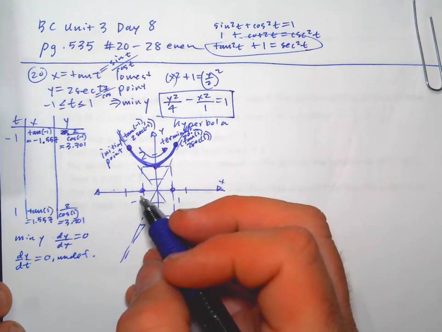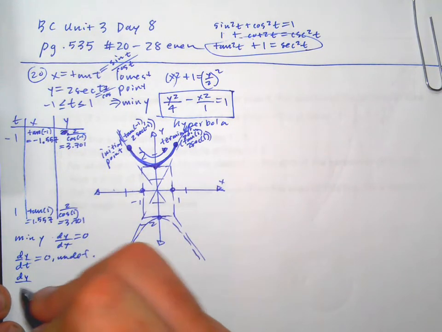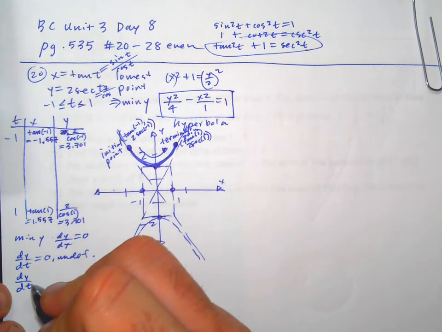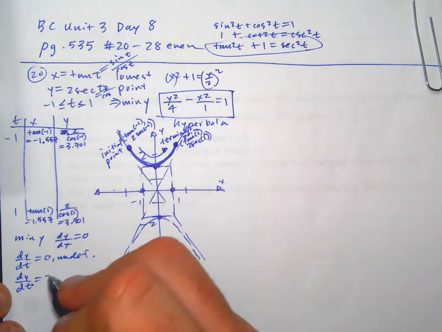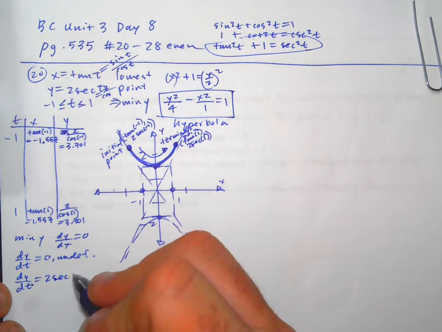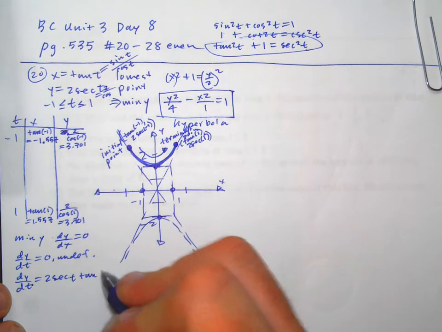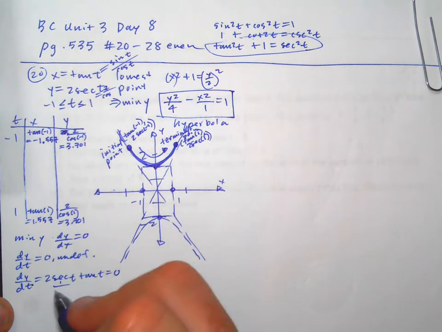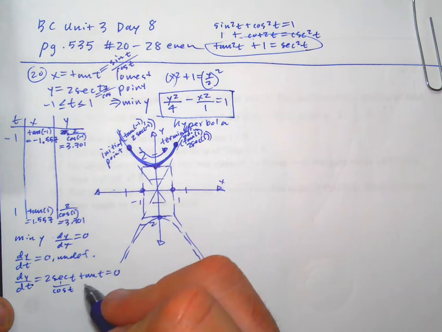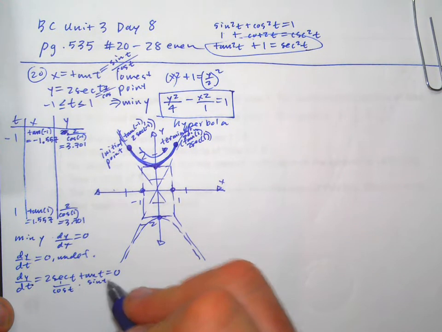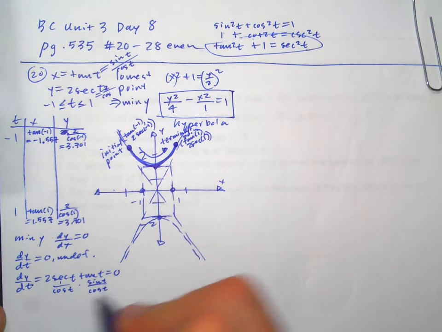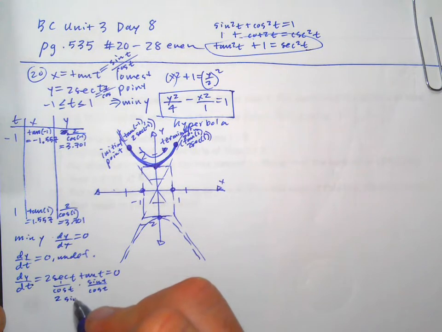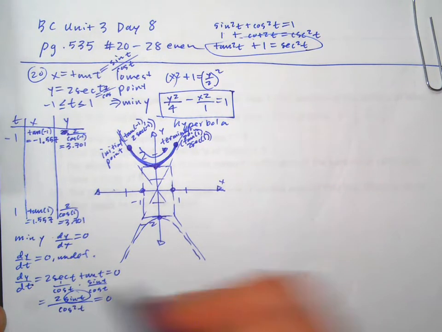So dy/dt is, the derivative of secant is secant tan, so 2 secant tan, and we're going to set that equal to 0. Now secant is 1 over cosine, and tangent is sine over cosine. So this is the same as 2 sine t over cosine squared equals 0, which means the numerator has to equal 0, right?